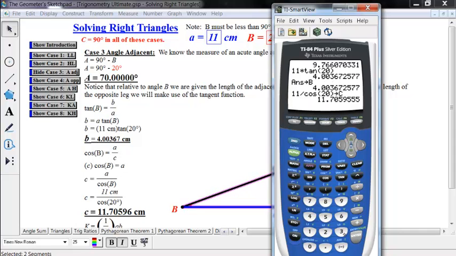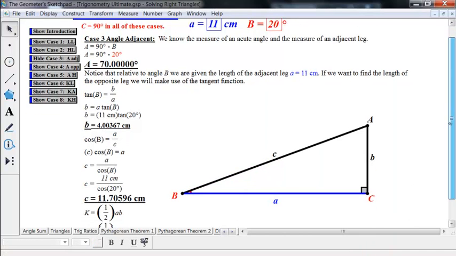And we get that. Now notice, what I was mentioning is a check. A was 11. So 11 squared plus B squared, that's A squared plus B squared. Now let's check out what C squared is. It should be the same thing as what we just came up with. So there's a check. The Pythagorean Theorem could be used as a check if you want. So it's nice to have some built-in checks there.